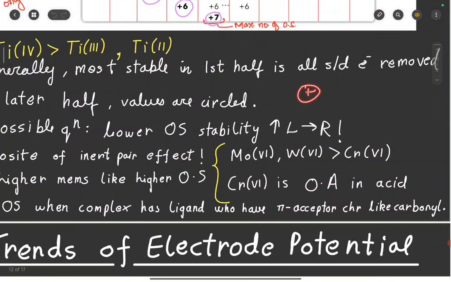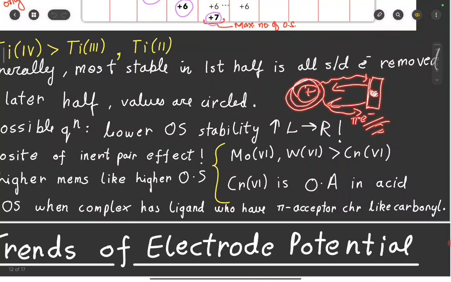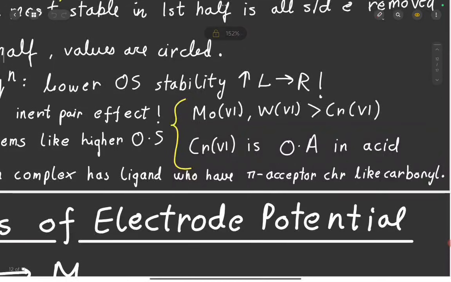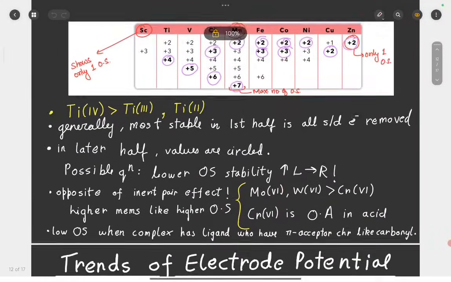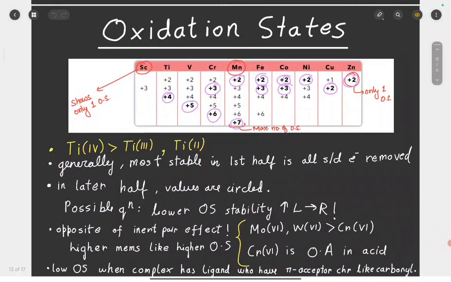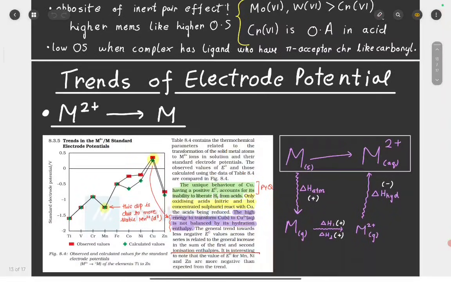This is the central metal atom. This is a ligand which donates electrons to this. You will not understand if you don't have an idea of coordination compounds. But if this ligand is willing to accept some electron density, some pi electron density in fact, from the central atom, then this becomes very strong. And this is what happens in cases of ligands like carbonyl. Okay. So that was it about the oxidation states. We will learn more about oxidation states later. But first, let's move to electrode potential.